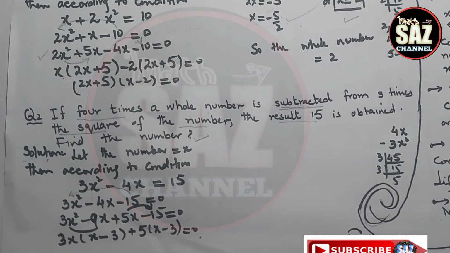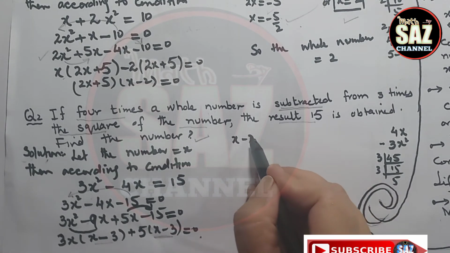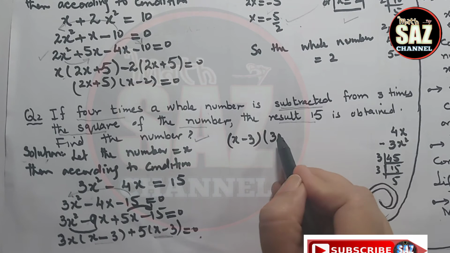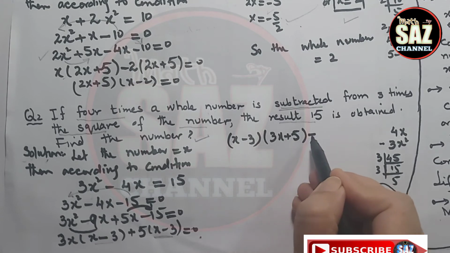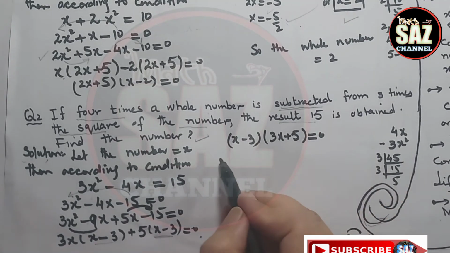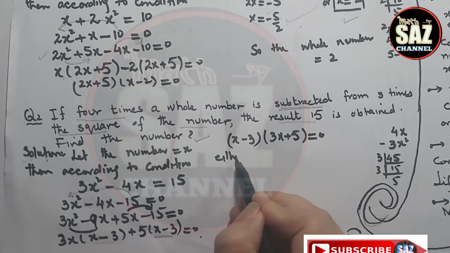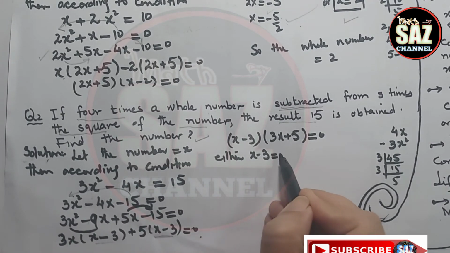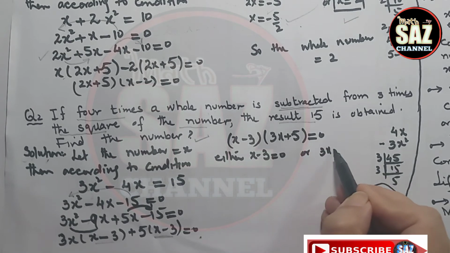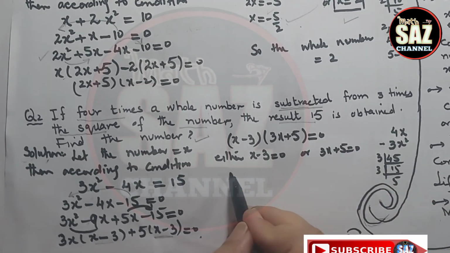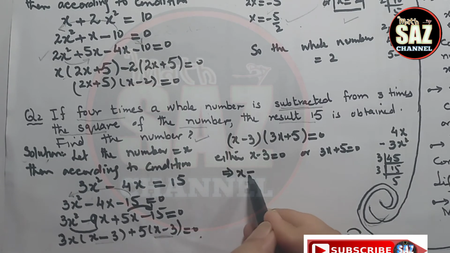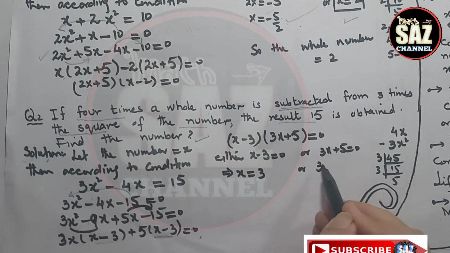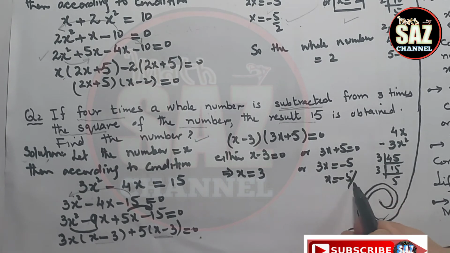Now this x minus 3 is the common group. Extract it out: x minus 3 into 3x plus 5 equals 0. Then I have to apply the either-or condition. Either x minus 3 equals 0 or 3x plus 5 equals 0. This will give me x equals 3 or 3x equals minus 5 and x equals minus 5 by 3.